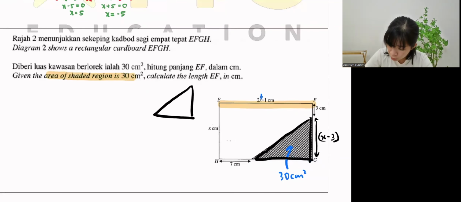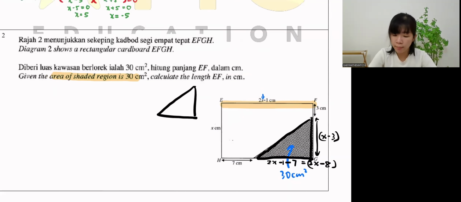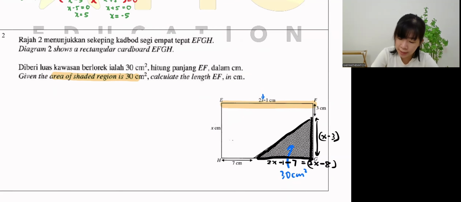Then it will be 2x minus 1 minus 7. Okay, 2x minus 1 minus 7, which is 2x minus 8. Agree? It is 2x minus 8. Okay, now we have the height, we have the base. Now we can form our equation, the first line.